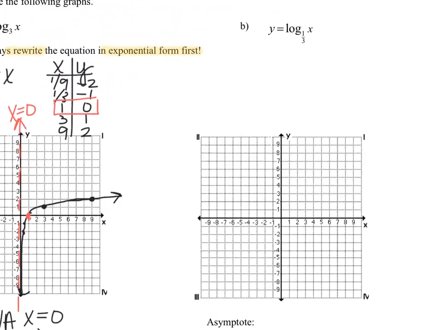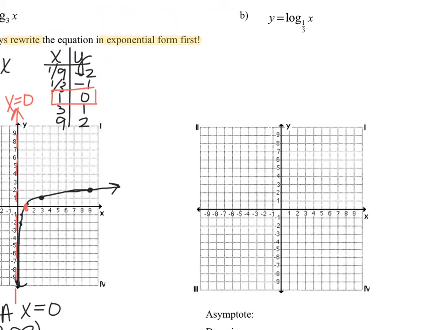Now let's go over here and do the same thing for y equals log base 1/3 of x. So we'll start in the same way by rewriting this equation in its exponential form. So 1/3 raised to the y power is equal to x. We'll make a table for that. Once again, noticing that it would be much easier to choose y values, so we're going to input y values in our table from -2 to 2.